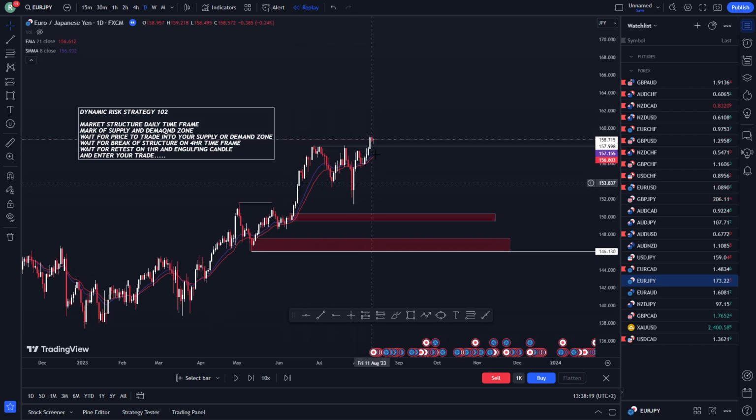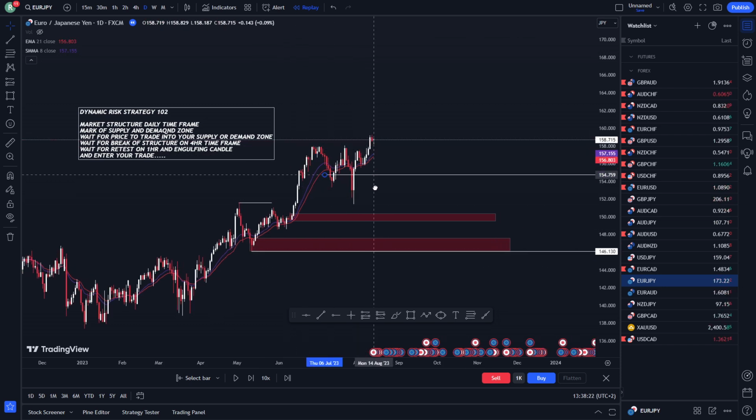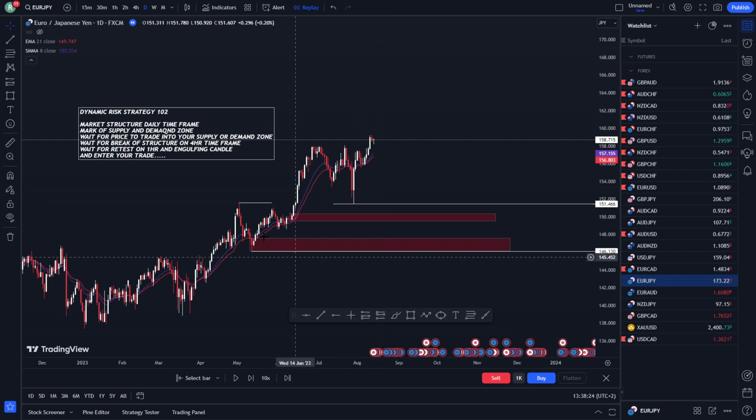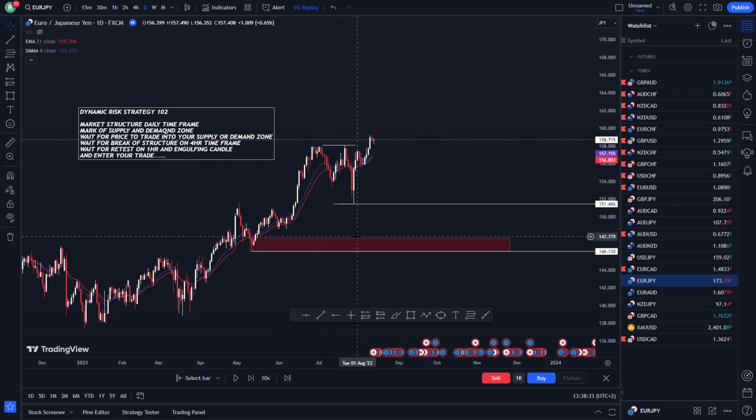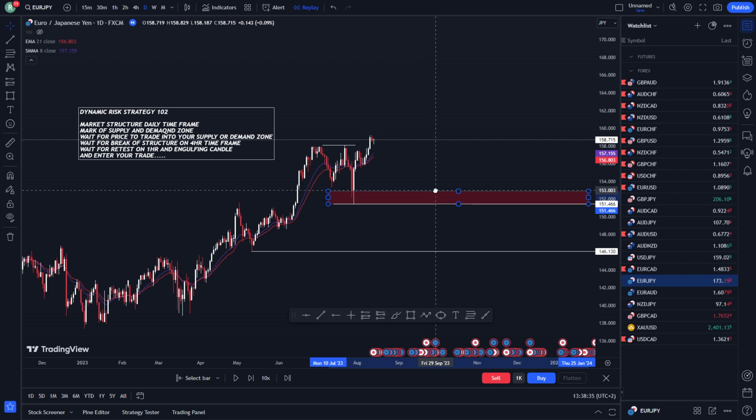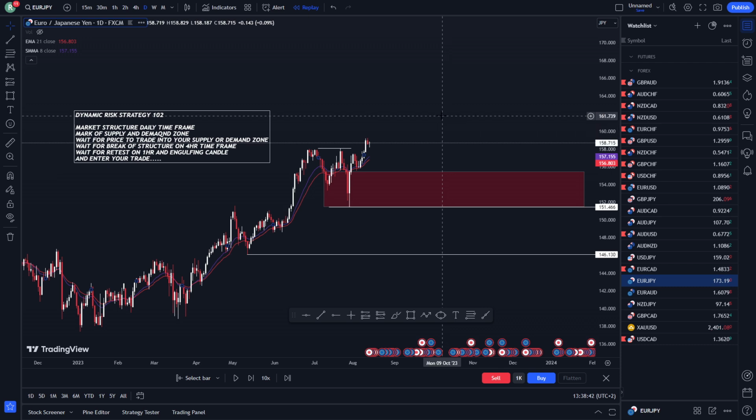Okay, we didn't get that. So now we just have to move on. Price created this new higher low and broke above this structure. So this is basically not valid now. So we just do the same thing over and over again. We mark off this area and mark off this demand zone. So we just have to wait.